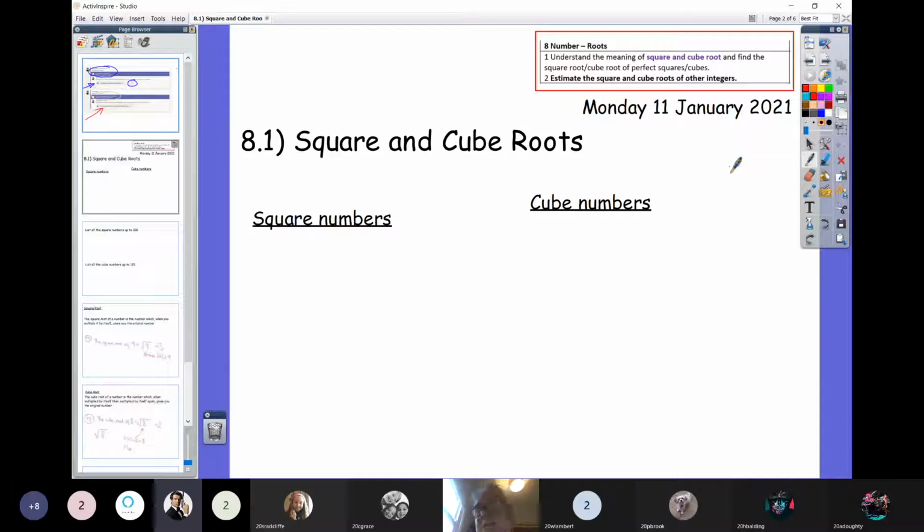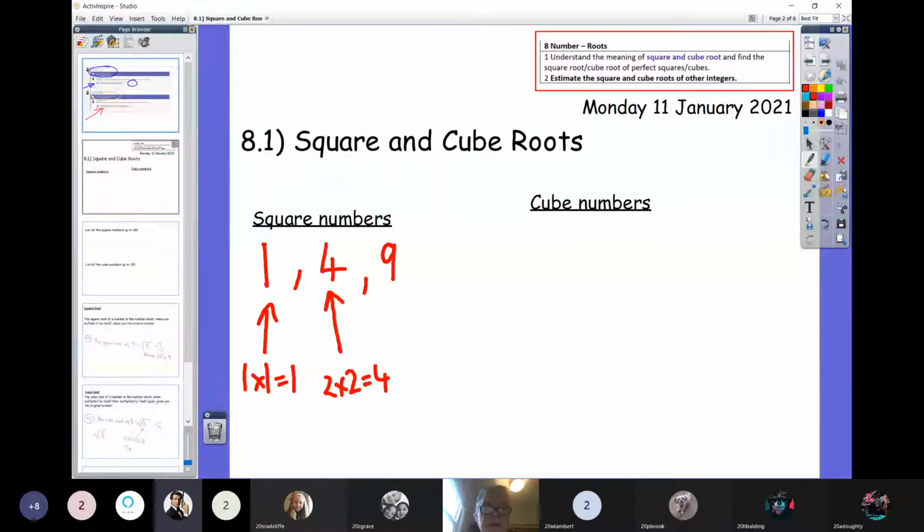We looked at square numbers and cube numbers. Just to remind us, a square number is what you get when you multiply a number by itself. So 1 is a square number because 1 times 1 equals 1. 4 is a square number because 2 times 2 equals 4, and so on. So 9 would be a square number because 3 3s are 9, 16 is a square number, and so on. Those are what square numbers are. They're numbers that you get when you multiply a whole number by itself.